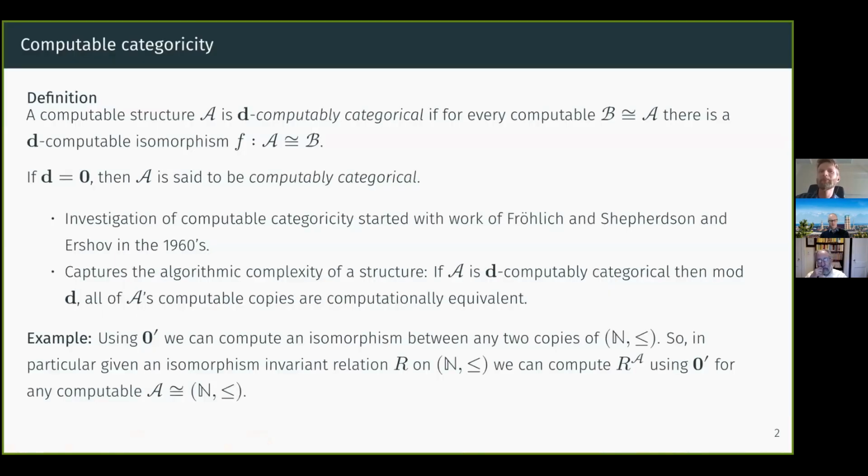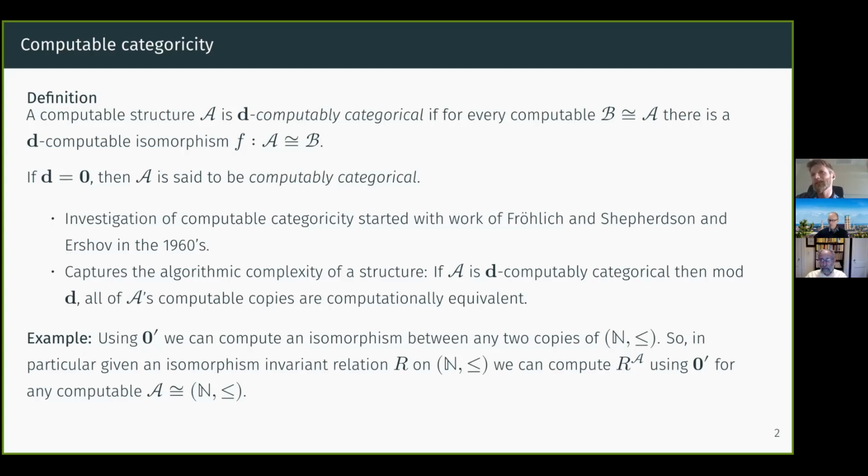So let me start by introducing what it means for a structure to be computably categorical. In this talk, we talk mainly about computable structures. What I mean by a computable structure is that there's a uniform algorithm that lets us compute all the basic relations and functions on the structure. And we say a computable structure A is D-computably categorical, where D is a Turing degree, if for every computable copy of A, there is a D-computable isomorphism between them.